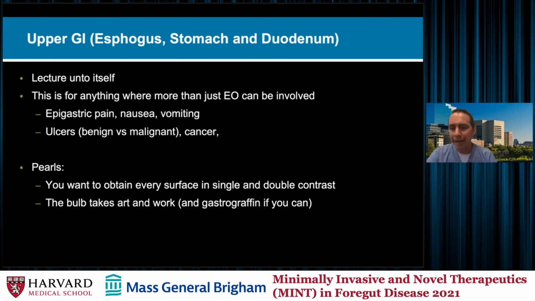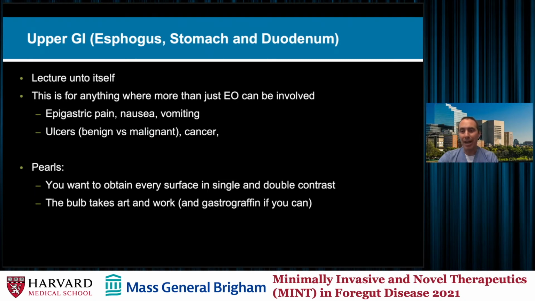So there's a whole lecture to be given about doing an upper GI, but this is for anything where more than just the esophagus is involved. Epigastric pain, nausea, vomiting, ulcers, benign versus malignant. Most of this stuff you're doing in endoscopy. We don't need to, but I still like to. They're fun. And then cancer. So what we try and do from an imaging perspective is we want every surface in single and double contrast. And the bulb takes art and work.